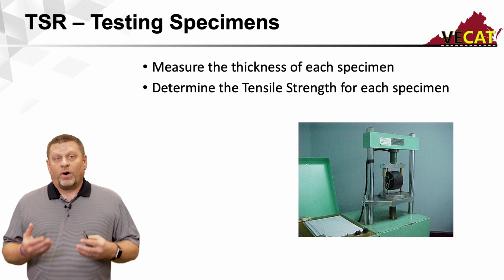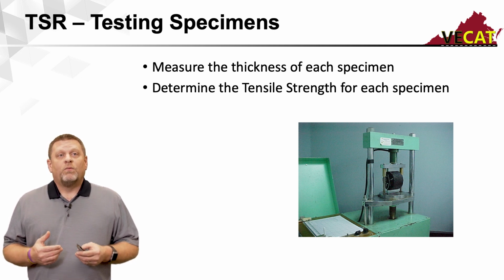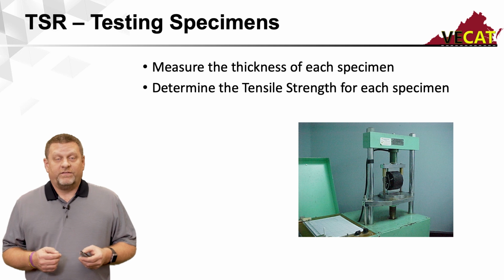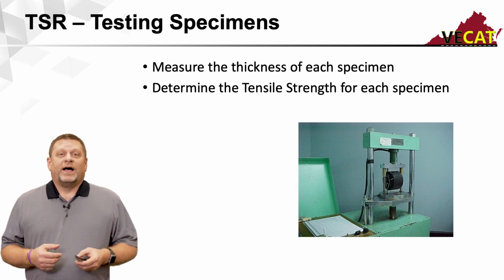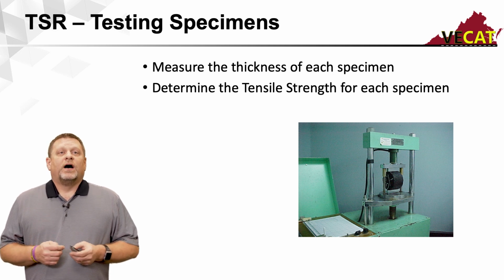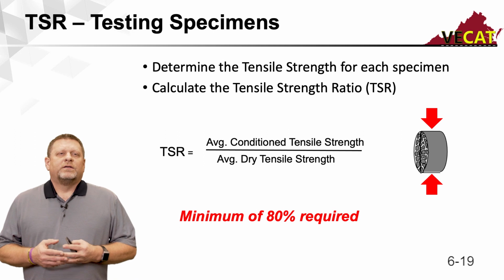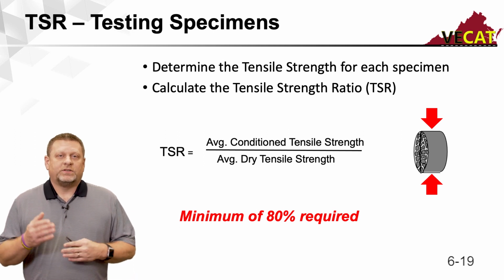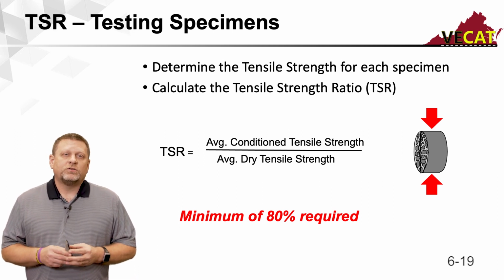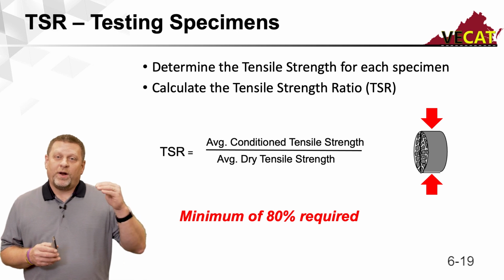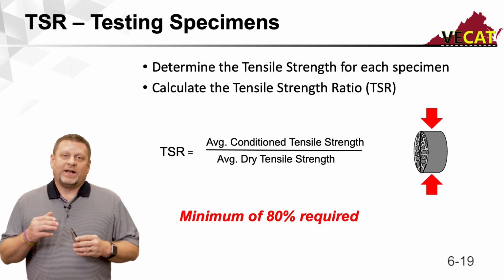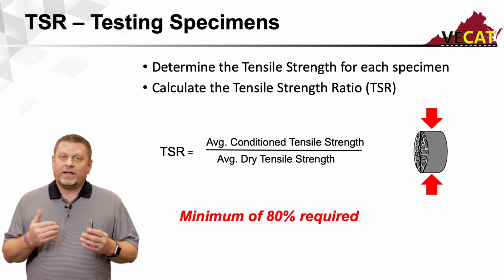Before we can actually break the specimen or test the specimen, we must first measure the thickness of each specimen. Okay? That's just done with a set of calipers. Once we've done that, then we can determine the tensile strength of each specimen. To do that, once a specimen is broken, the tensile strength we're looking for is the peak pressure that the specimen achieves prior to breaking.